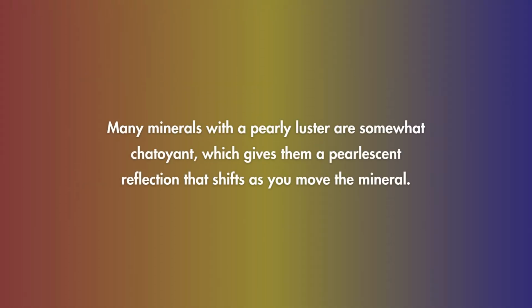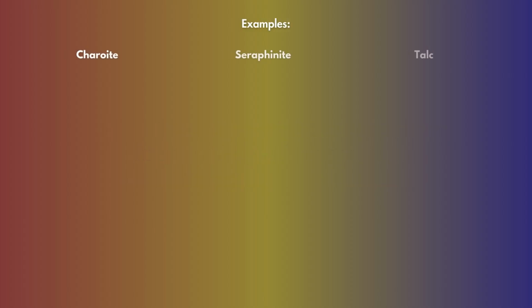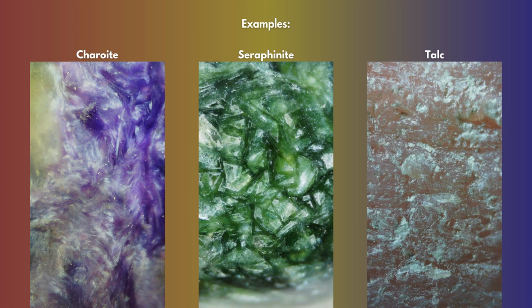Now for pearly. Many minerals with a pearly luster are somewhat chatoyant, which gives them a pearlescent reflection that shifts as you move the mineral. Here's some examples. We've got charoite, seraphinite, and talc.